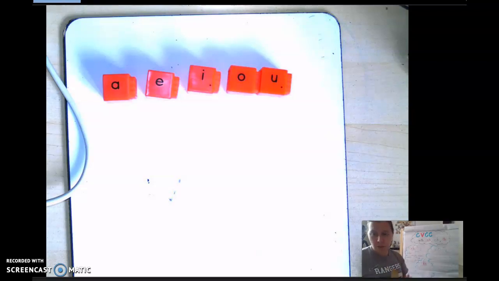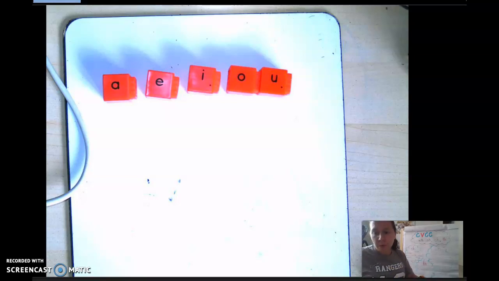Hi guys. All right, so last time we met, we worked on CVCC words and we started talking about putting the digraphs at the end of the word, which were the sh, ch, and th. Last time we made some CVCC words with the digraph sh. Remember, the digraph are two letters that make one sound. It was the sh, and we made words like fish, posh, cash, mash, dash, wish.